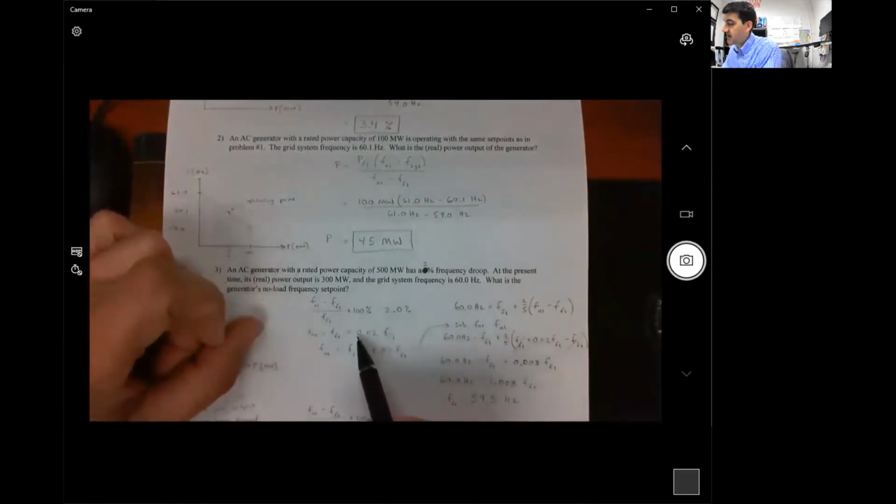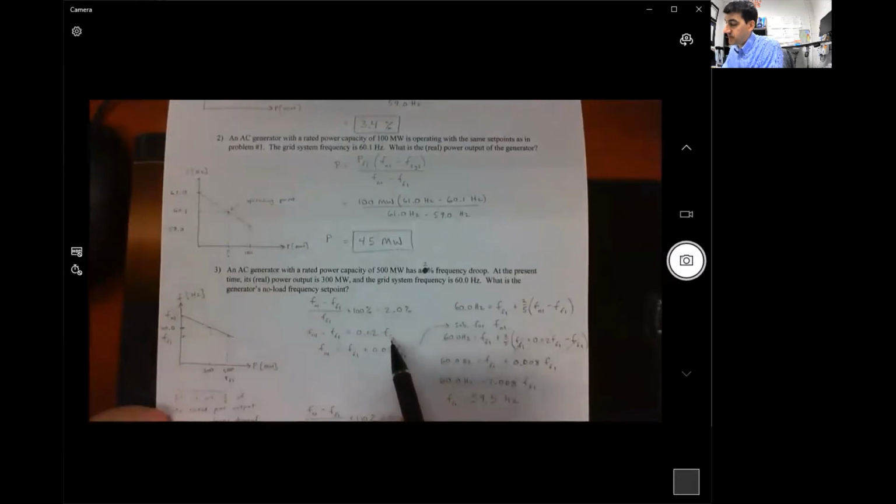So on the right side, I get 0.02 times the full load frequency. And on the left side, I just get this numerator right here. So I have the no load frequency minus the full load frequency equals 0.02 times the full load frequency. And now I'm going to solve for the no load frequency in terms of the full load frequency. So that's pretty easy to do here.